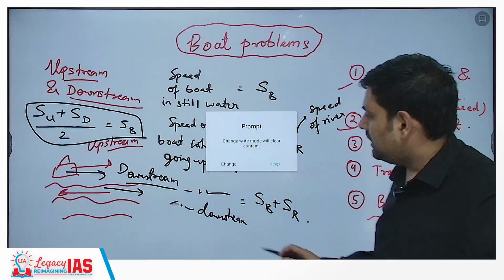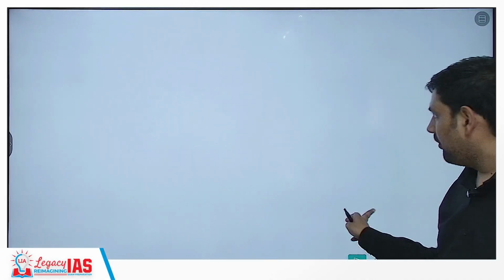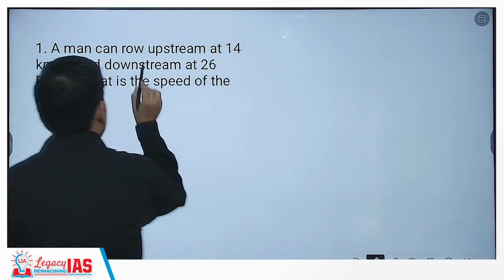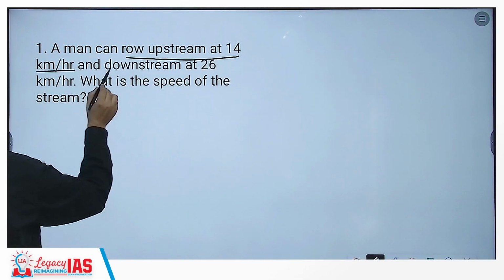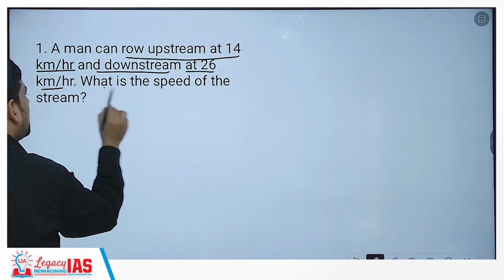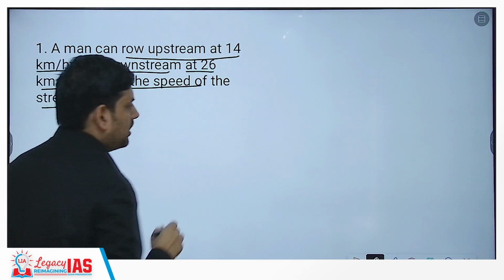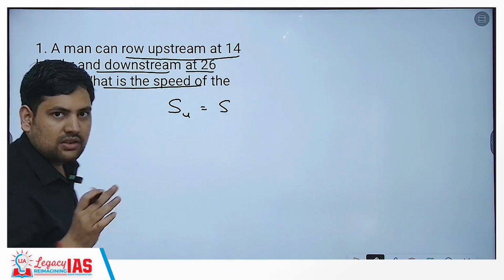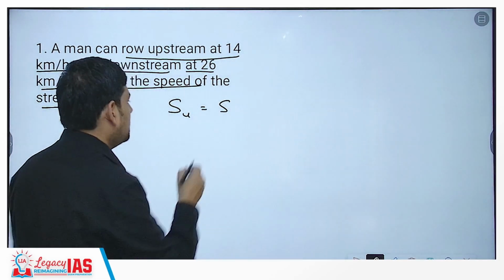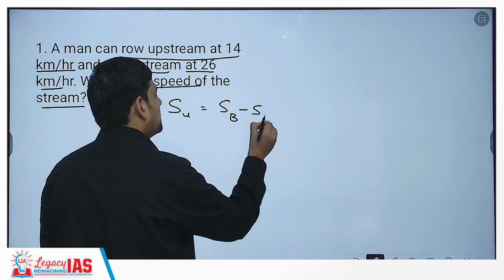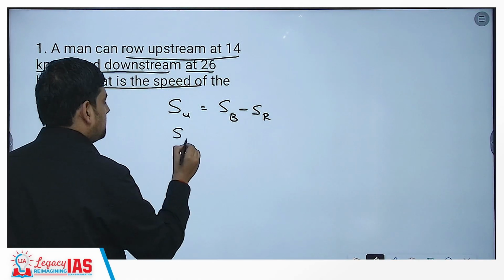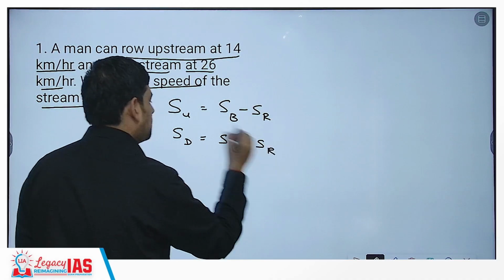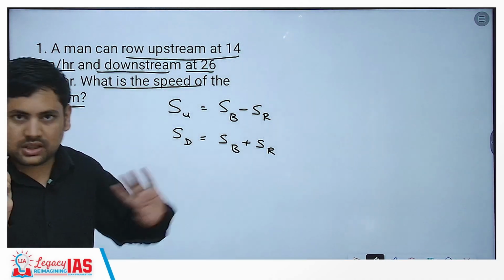Now let's try some questions. First question, very easy, basic. A man can row upstream at 14 km per hour and downstream at 26 km per hour. What is the speed of the stream? Speed upstream is what? The river is opposing the motion, so it will be speed of boat minus speed of river. Now, speed downstream will be what? River will be supporting the motion of the boat, so it will be speed of boat plus speed of river.